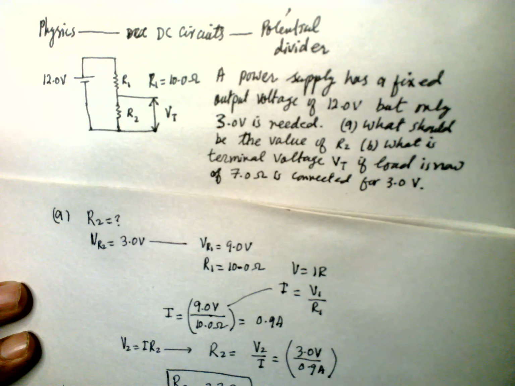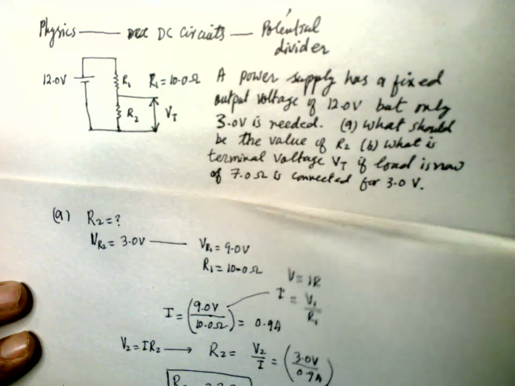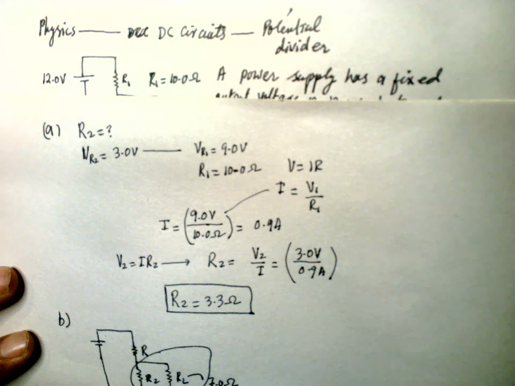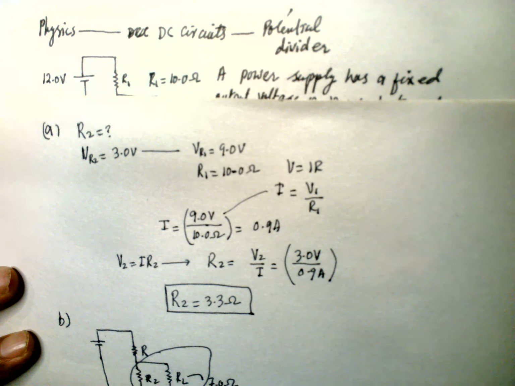So now what will be the voltage? This is a parallel circuit. So VT we have to find now, the new one. So this is the parallel combination. R2 is parallel to RL.